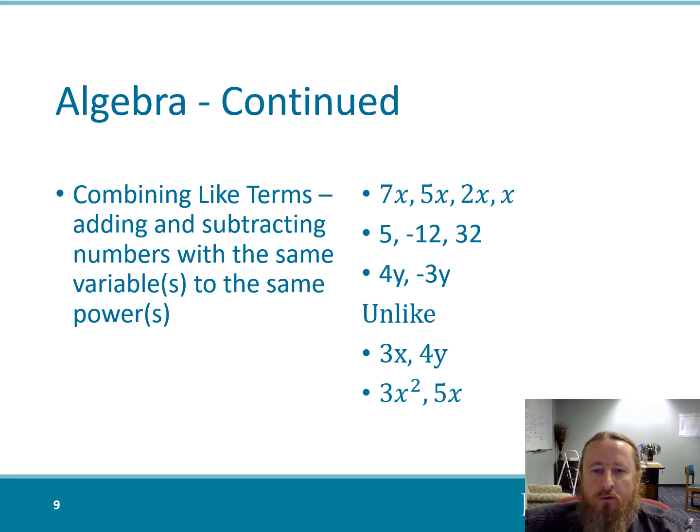An unlike term would be 3x and 4y. You cannot combine those because they do not contain the same variable. 3x squared and 5x likewise are unlike because while they have the same variable x, they are not to the same power.